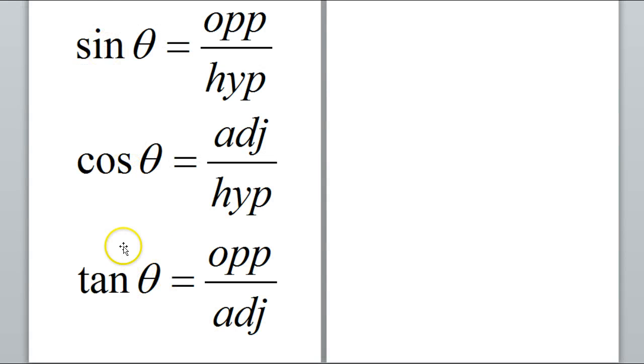Alright, the definitions of the trig functions are often abbreviated this way. In these formulas, theta represents an angle inside of a right triangle. So the sine of the angle is going to be the opposite leg over the hypotenuse. The cosine of the angle will be the adjacent leg over the hypotenuse. And the tangent of an angle will be the opposite leg over the adjacent leg.